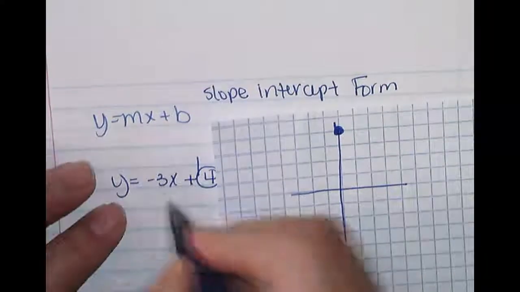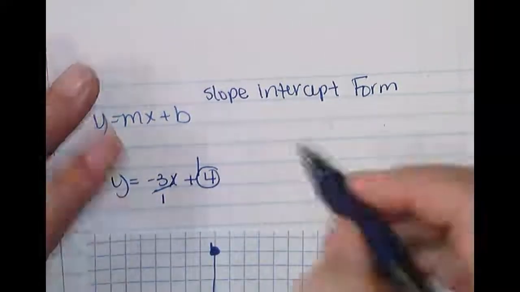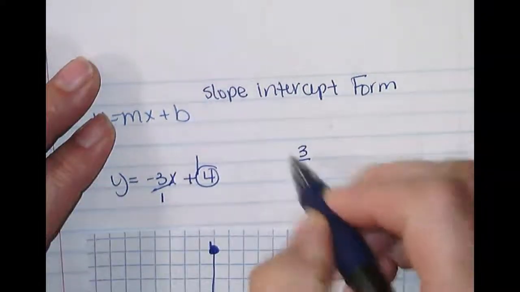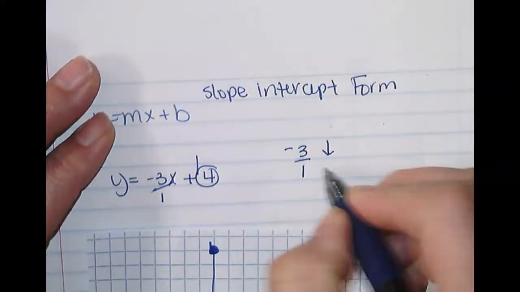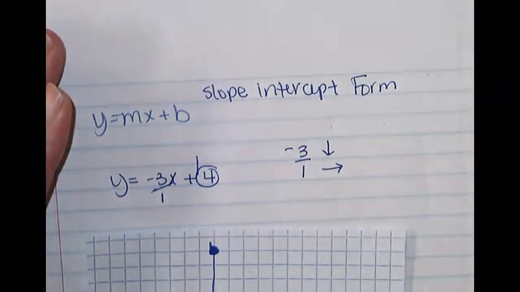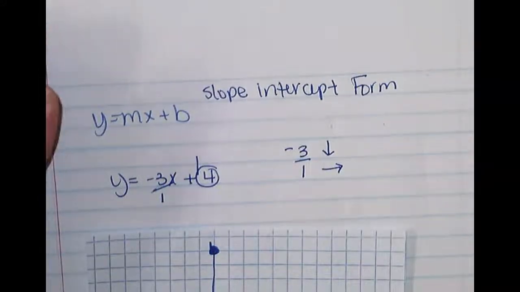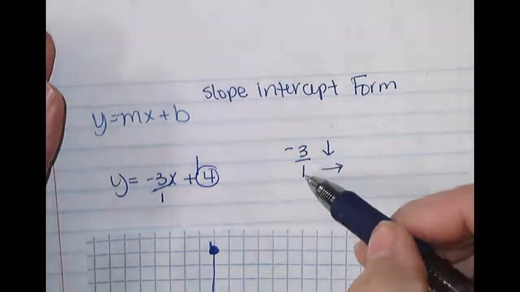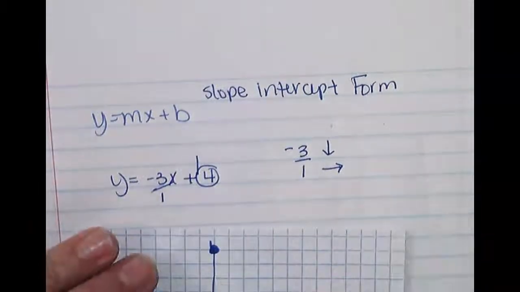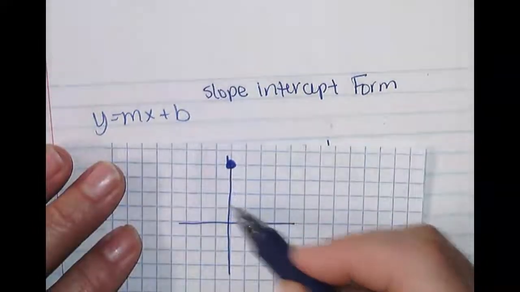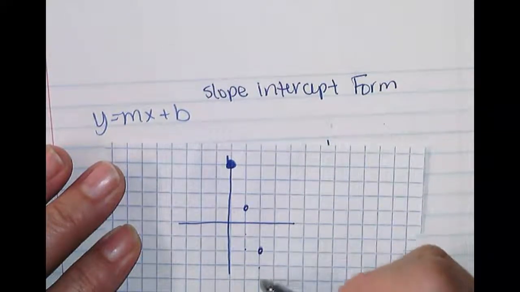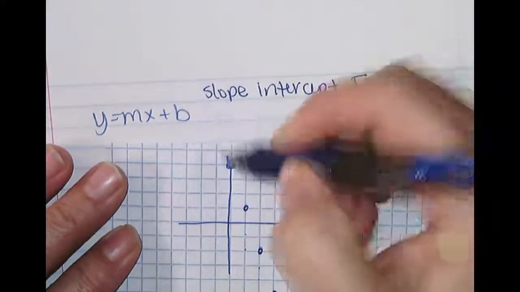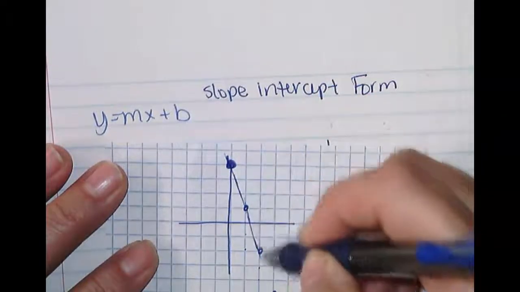Your slope is rise over run. That rise can be up or down, and that run can be left or right. So that is down 3, right 1. They both can't be negative, because if they were both negative, they'd be positive. So you're going to go down 3, right 1. So that's true. 1, 2, 3, 1. Point. And there is a nice line.